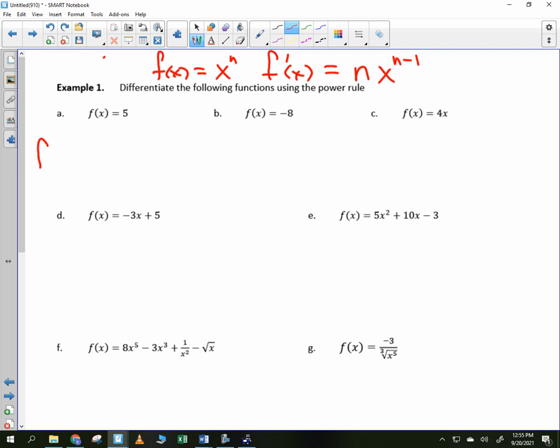So let's just think about it for a second. We already talked about what is the derivative of a constant. 0, because that slope is always 0. Let's look at it from the power rule.